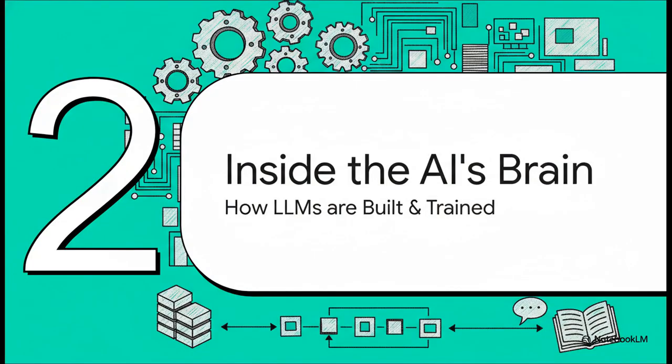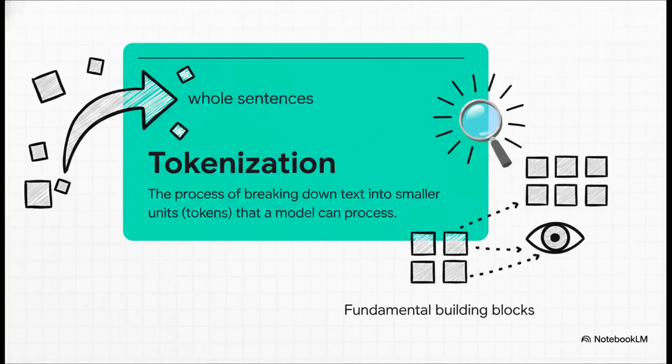And now for the fun part. Let's get technical and really look inside the AI's brain. How does this thing go from just a bunch of code to something that can write a whole essay? We're going to walk through that entire training process, right from the raw data to the dialogue you see on your screen. So the very first step is for the model to learn how to read, and it doesn't see whole sentences the way we do.